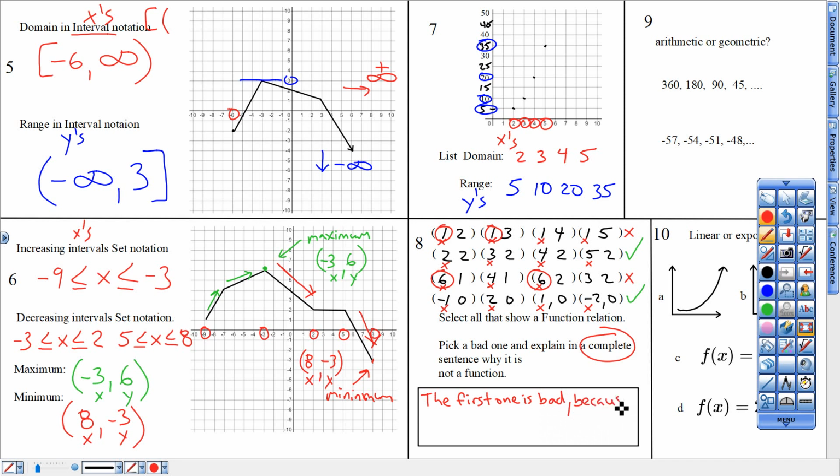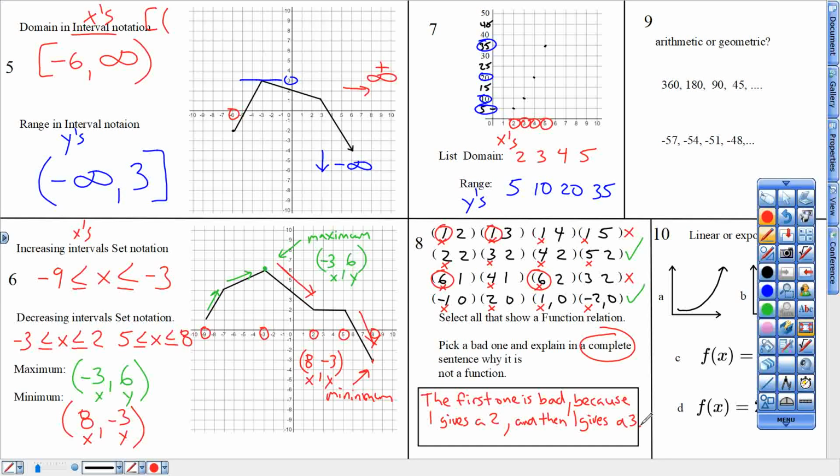because 1 gives a 2, and then 1 gives a 3, or something like that. Tell me how for that input number, that x number, I got spit out 2 different y numbers.